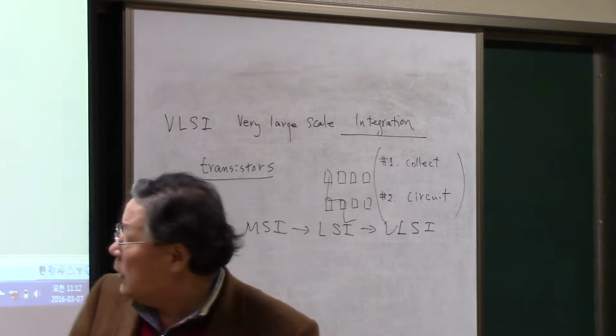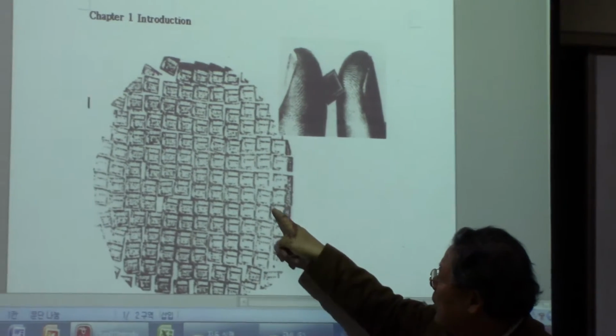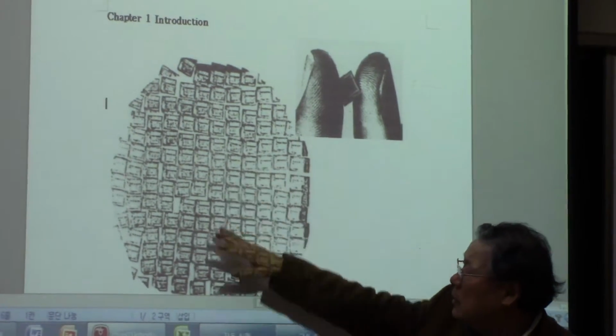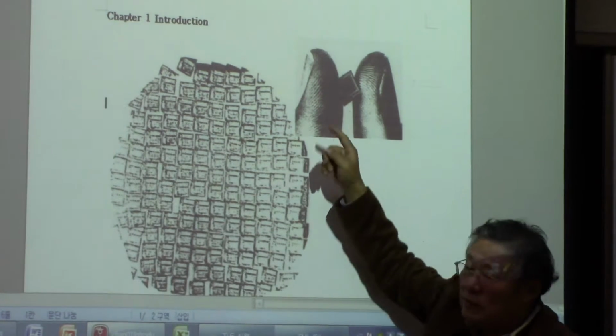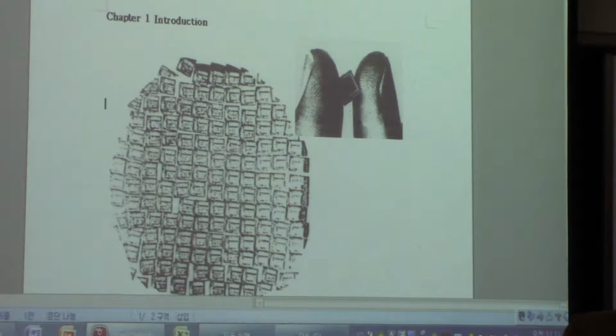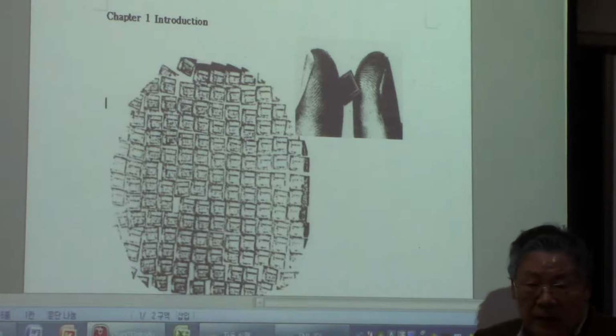This is the wafer, and each one is the die, and all these dies are the same, okay? And the size of each die is about 1 by 1, or 1 by 2 centimeter, of that size, okay?